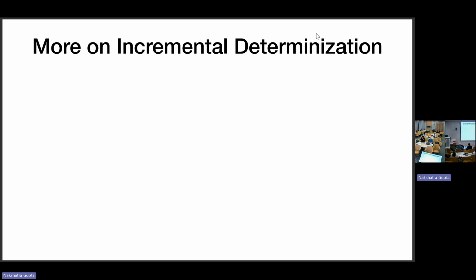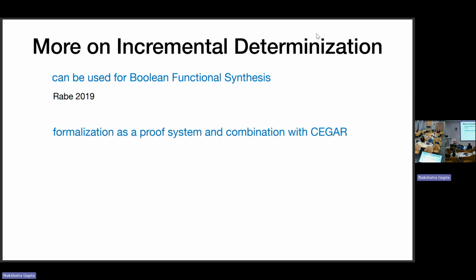Okay, that's the algorithm. There's been some work on extending this. It can be used for Boolean functional synthesis, which means that even if the 2QBF is not true, even if you don't have a strategy that works against every assignment of the universal variables, you may want to get functions that work whenever there is a response for the existential player against a particular assignment of the universal variables. That's Boolean functional synthesis. And you can combine incremental determinization with some form of CEGAR and get an improvement in certain cases as well.